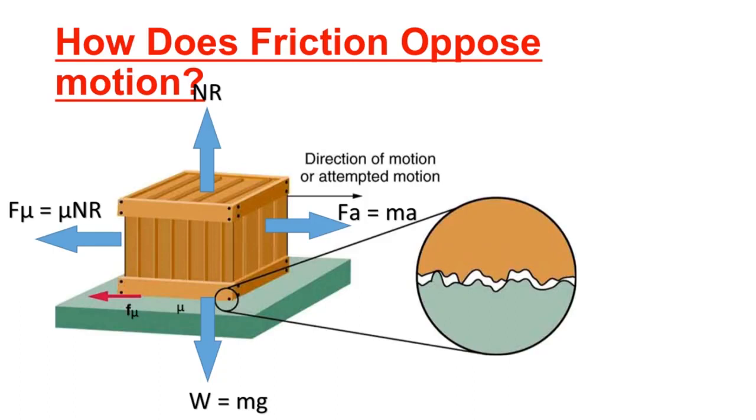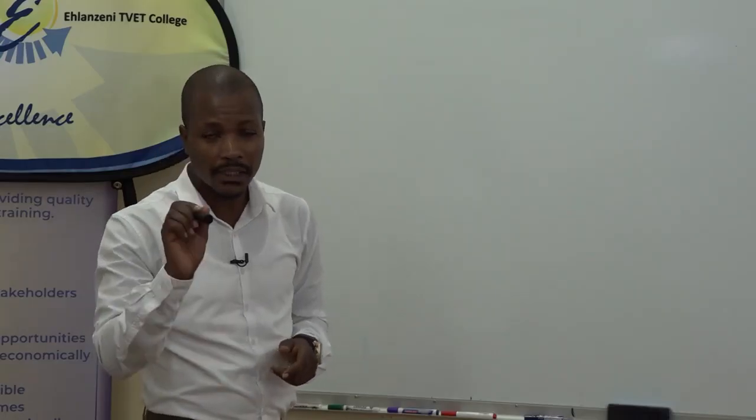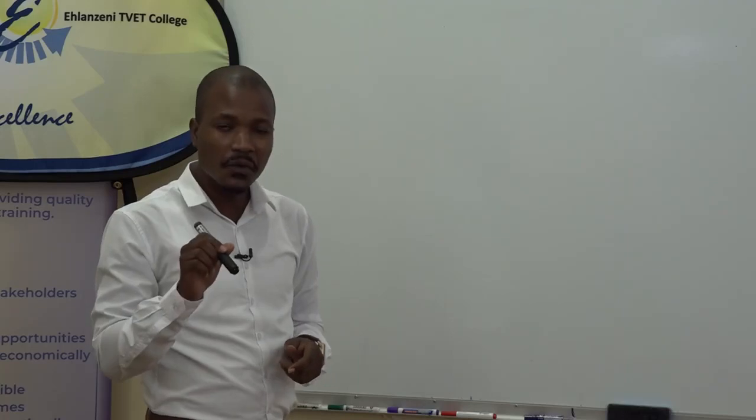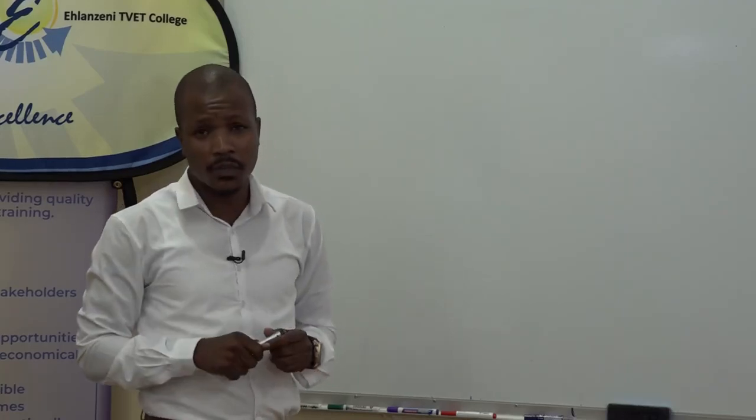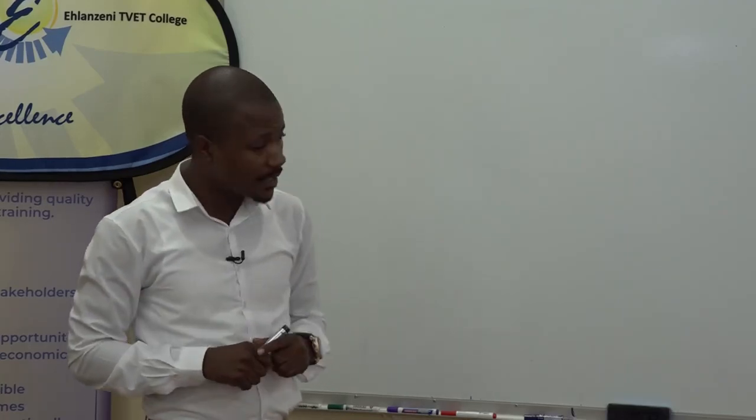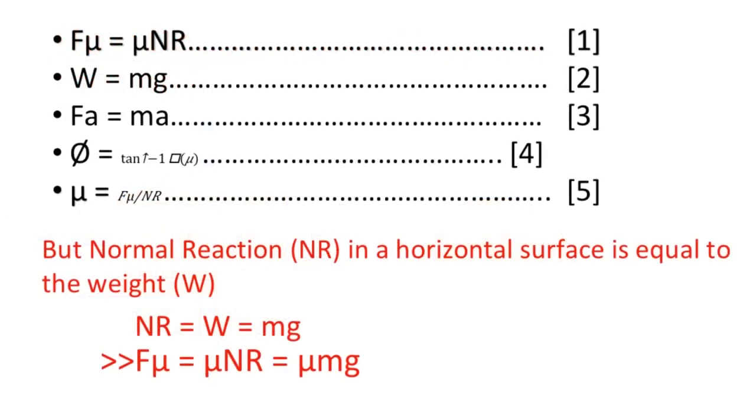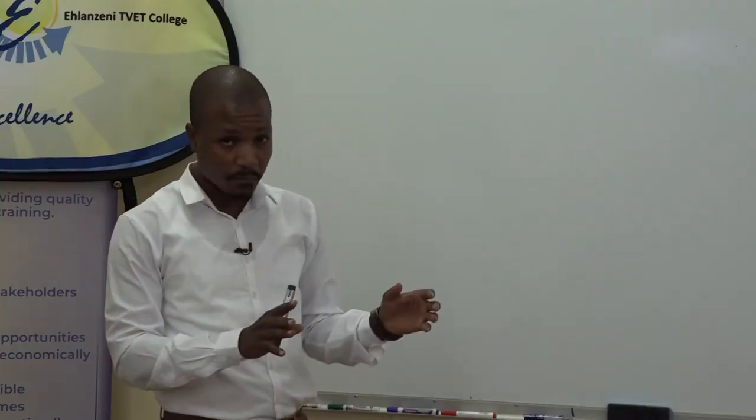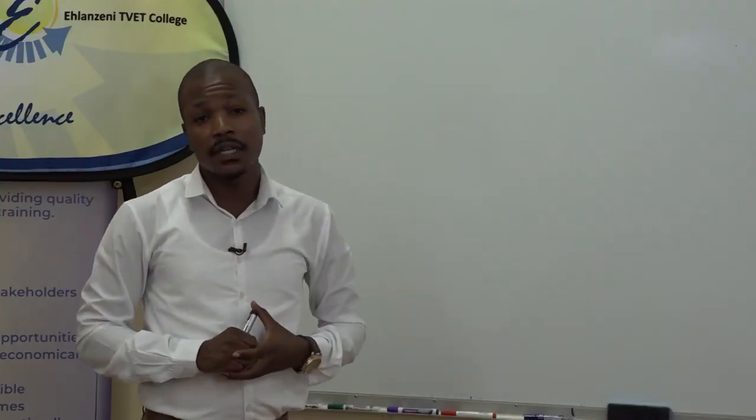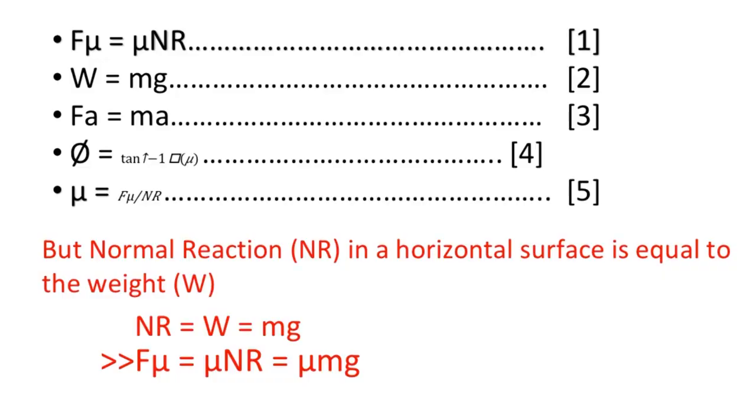We also have our normal reaction. Since this object is placed on a horizontal surface, the normal reaction, or rather the reaction force that acts upon that particular object, will be equal to the weight of that object. So in all cases, in all objects which are placed on a horizontal surface and are expected to move, these objects will be affected by such forces.